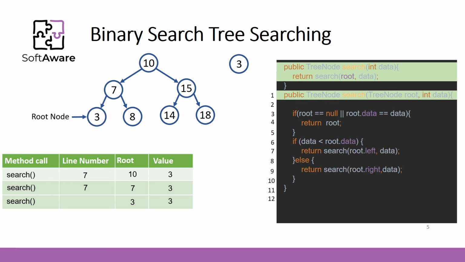At the first if statement, we check if root is equal to null or root's data is equal to the data element that we are looking for. It is not null, but it is equal to the data element that we are looking for. So we return the root, which is 3.